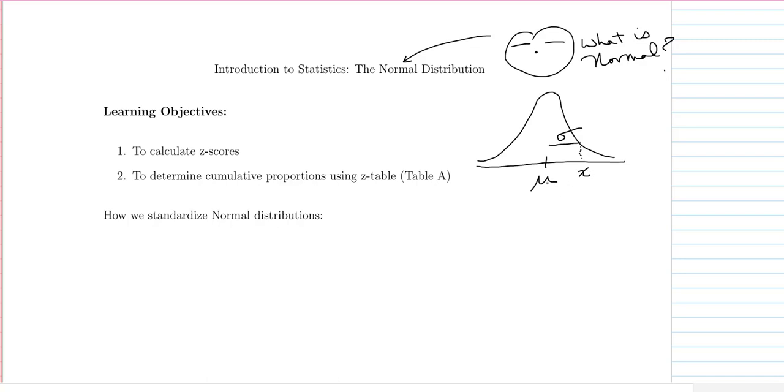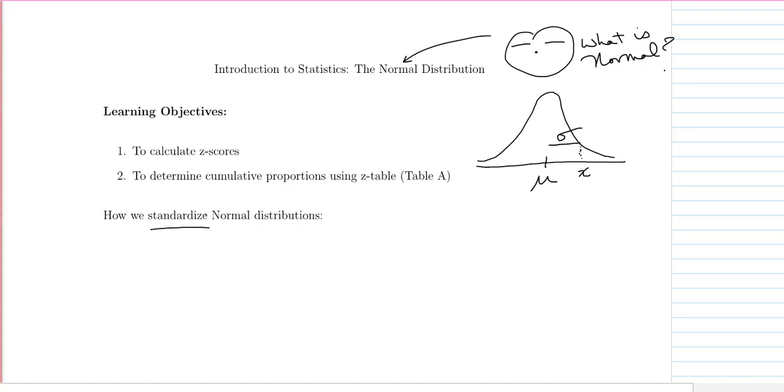So there are many different normal distributions, and that's because mu can be any real number and sigma can be any non-negative number. Well, actually, we probably want it to be positive. It could be any positive real number. And so what we want to do is standardize each distribution in order to be on the same scale. So that's really the motivation.